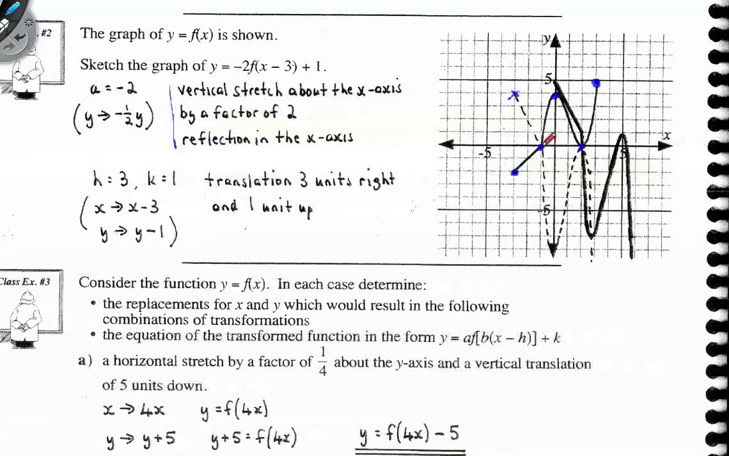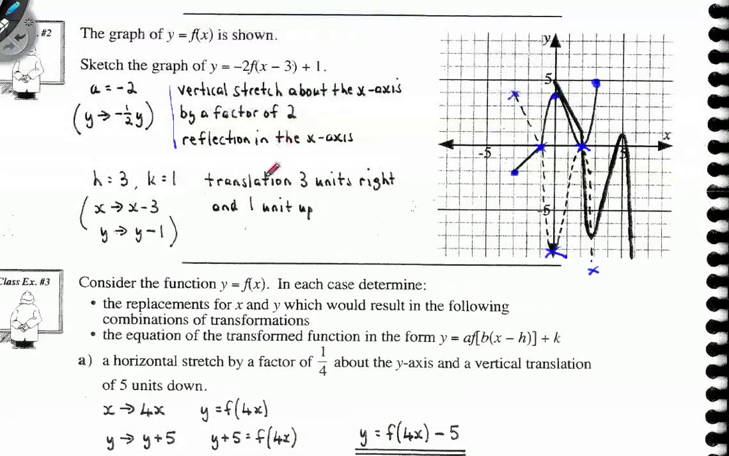This point, well, vertical stretch about the x-axis and reflection in the x-axis, this stays where it is, stays put. This one, vertical stretch, goes up to 8, but then reflection takes it down to -8. This one again, on the x-axis, stays where it is. This one's at 5, it goes to 10, and then should go down. You can't really see it because it's way off the graph here, somewhere down here at -10.